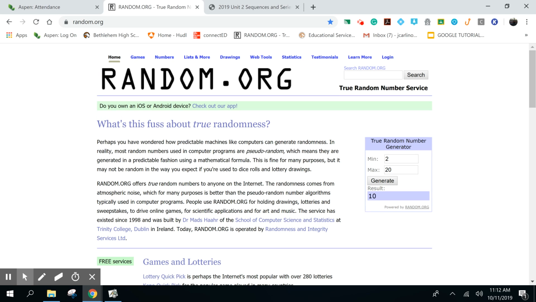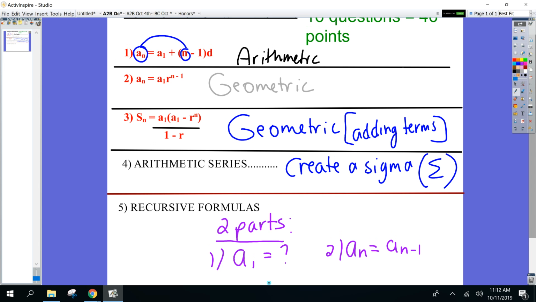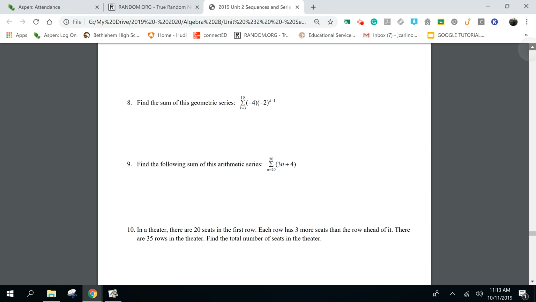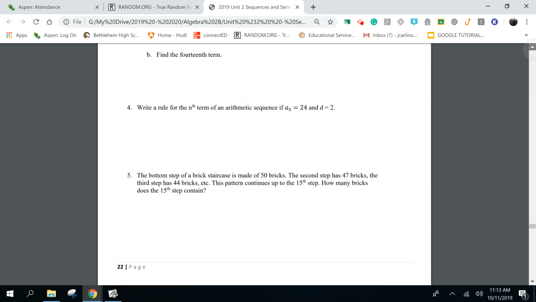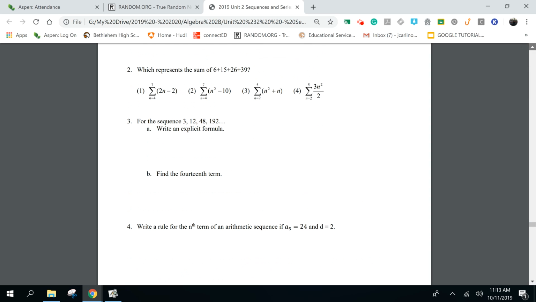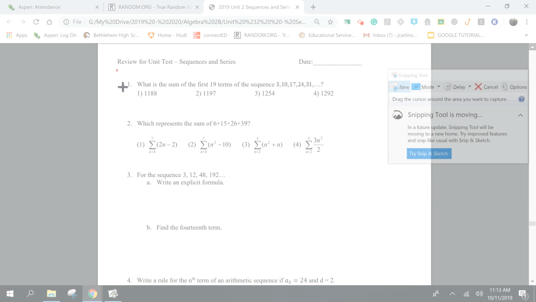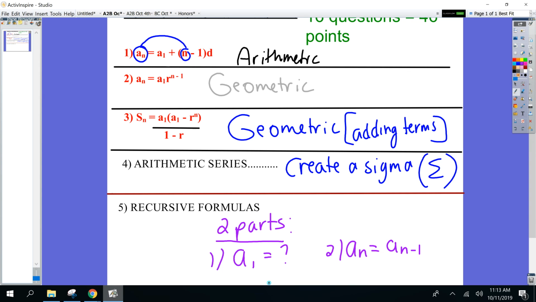All right, here you go. 10, your show now. All right, here we go. Okay, what is the sum of the first 19? I like it, Art. Thanks. You guys, while I'm copying and pasting this, find out what type of sequence it is.